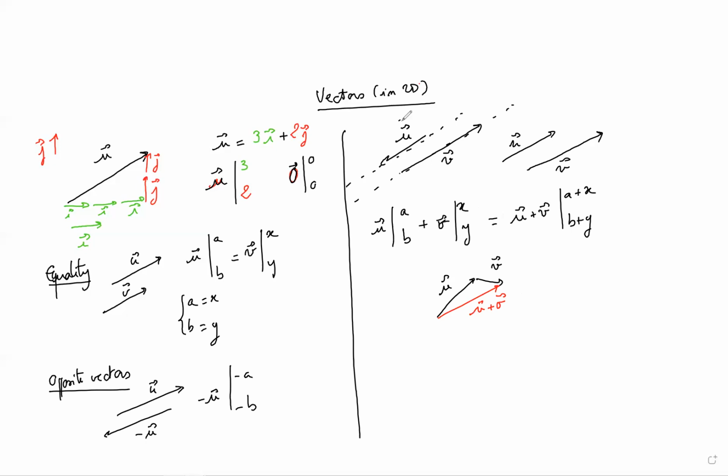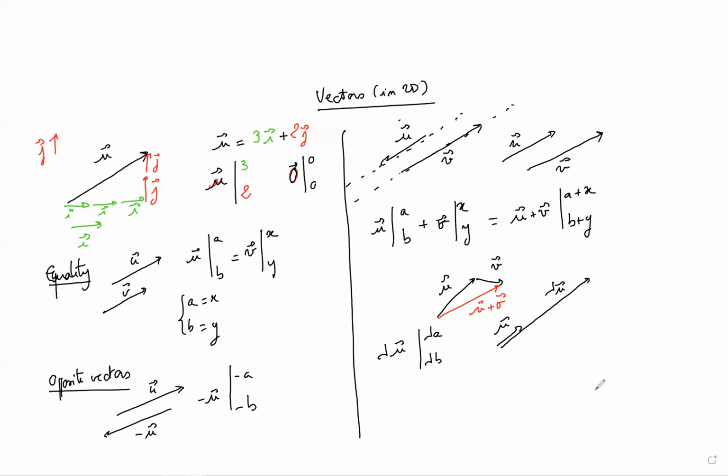Scalar multiplication means you're multiplying your vector by a number. For example, if you want to compute 4u, 4 times the vector u will be 4 times its coordinates. It means that you get the same vector, but 4 times longer. Okay, this is your 4u vector.